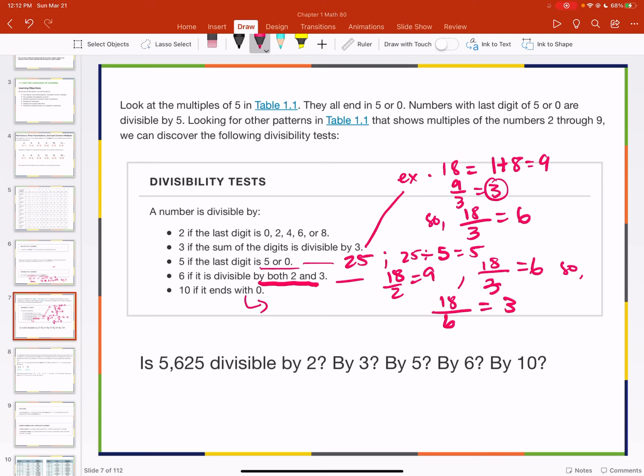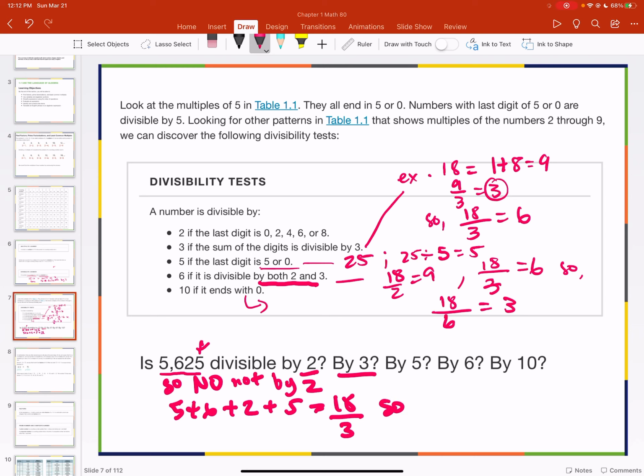Okay, so let's do an example here. Is 5,625 divisible by 2? Right away, you notice the last digit here is a 5. It's not 0, 2, 4, 6, or 8. It's not even, so no, it's not divisible by 2. How about 3? Let's add the digits together and see what we get. 5 plus 6 is 11, plus 2 is 13, plus 5 is 18. That's divisible by 3. So yes, 5,625 is divisible by 3.